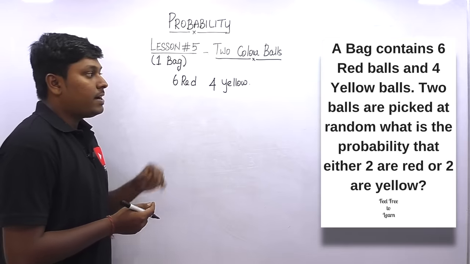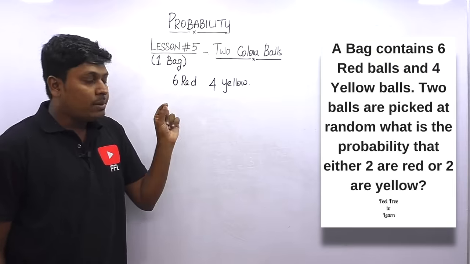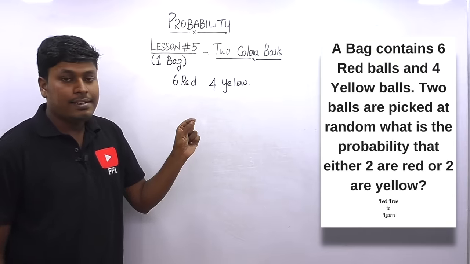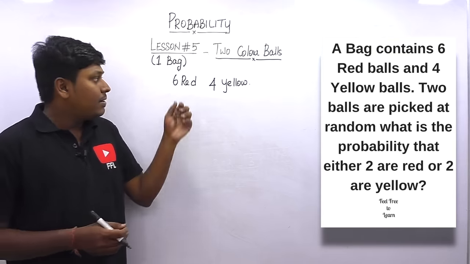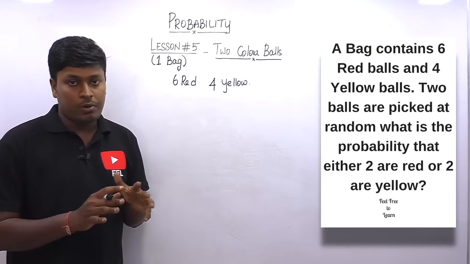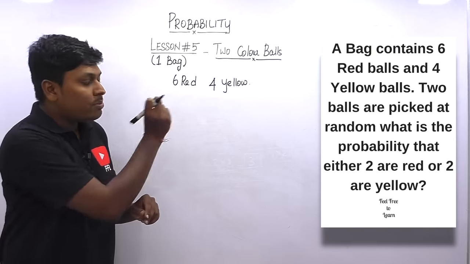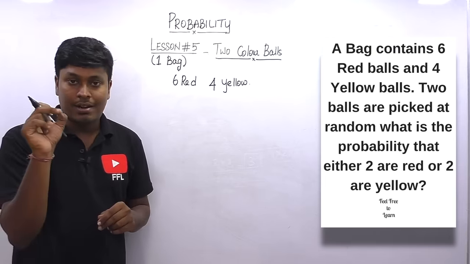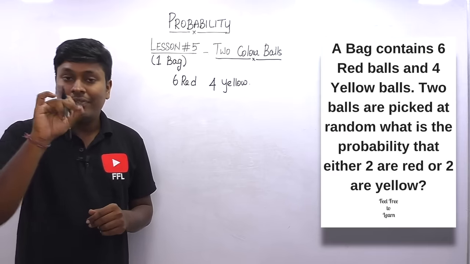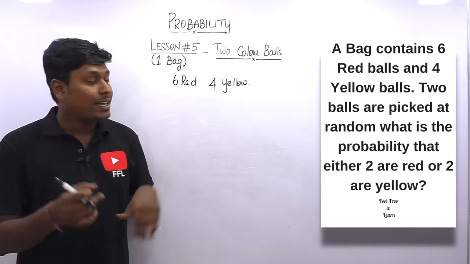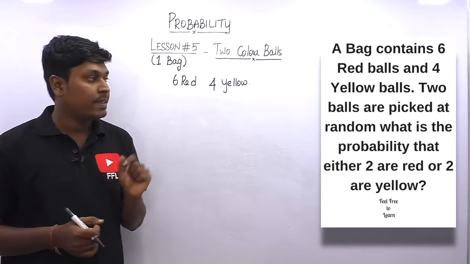Question number 3. A bag contains 6 red balls and 4 yellow balls. 2 balls are picked at random. What is the probability that either 2 are red or 2 are yellow? So listen here. Similarly, a bag contains 6 red and 4 yellow balls. Our target is to pick 2 balls, and out of these 2 balls, we have found one of the most important words there, OR. If you find the word OR, that is addition. If you find the word AND, it is multiplication, right? In the previous 2 questions, we found the word AND, but in this question, we have found the word OR.